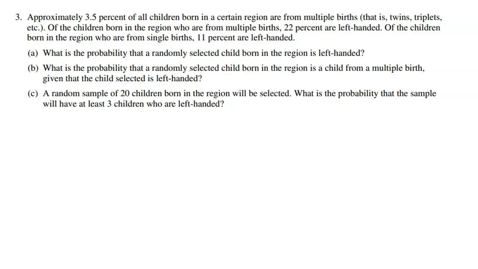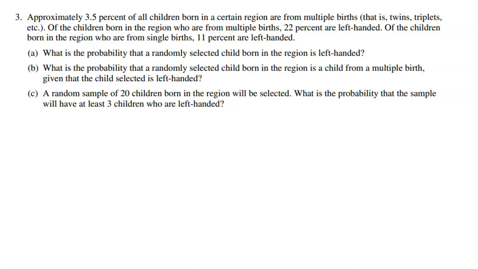Approximately 3.5% of all children born in a certain region are from multiple births. Twins, triplets, etc. Obviously anything more than a single birth. Of the children born in the region who are from multiple births, 22% are left-handed. Of the children born in the region who are from single births, 11% are left-handed. So we got two things going on here. Left or right-handed, or are you born from a single birth or from multiple birth?